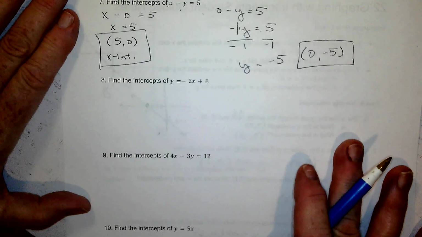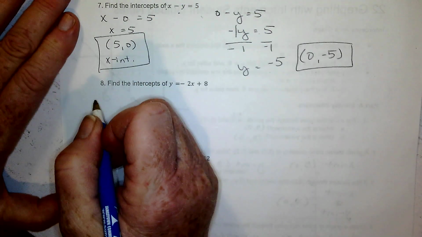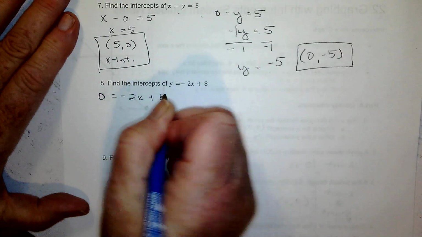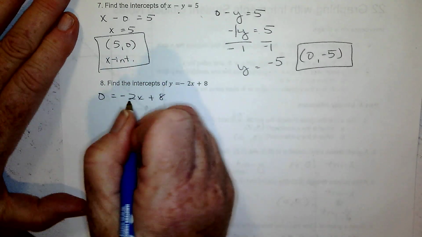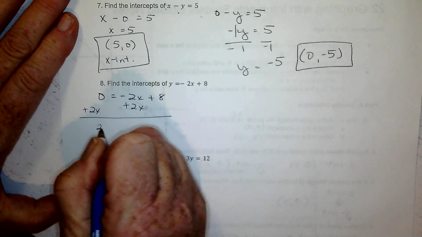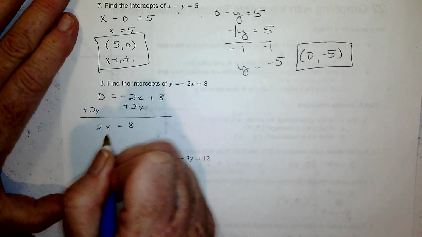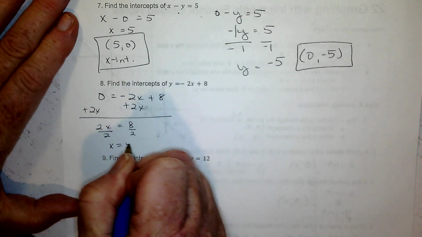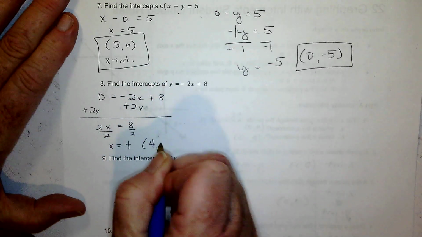All right, the next one, the intercepts. Let's do x-intercept first. So we have to let y equal 0 and solve for x. I'm going to move the 2x to the other side. 2 is attached to x by multiplication, so we have to divide both sides by 2. And x is equal to 4. So my x-intercept is (4, 0).